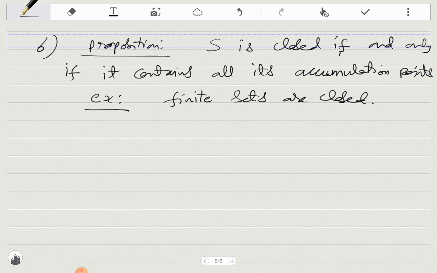So sometimes in order to check that a set is closed, one has two options of proving such a statement. One is to take its complement and see that that's open. The other way is to look at an accumulation point of the set and try to prove that that accumulation point belongs to the set.